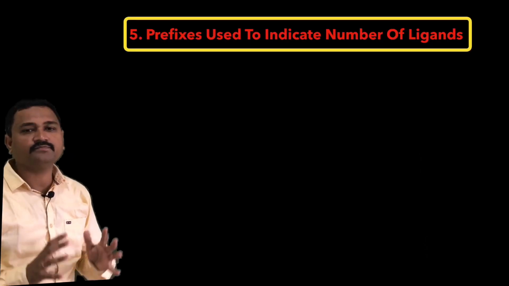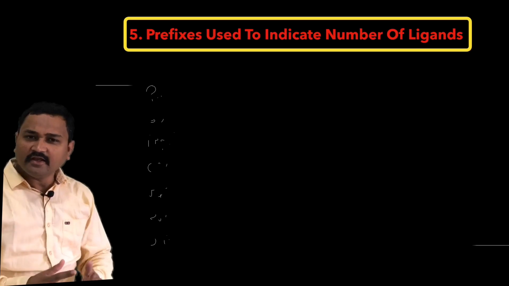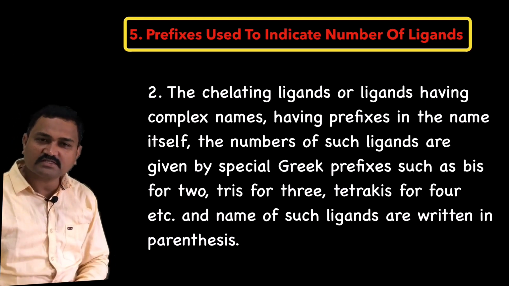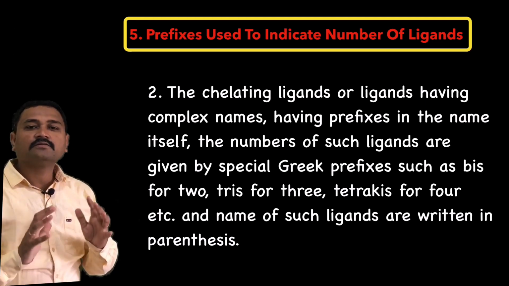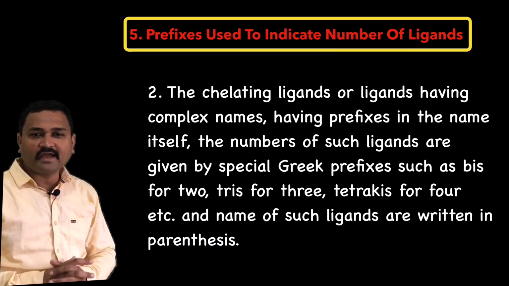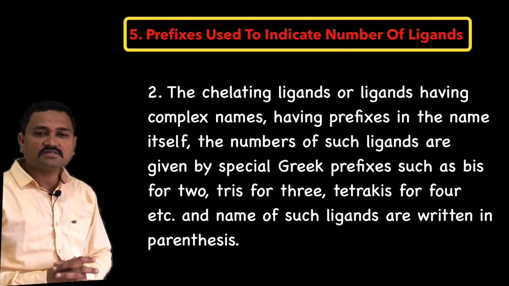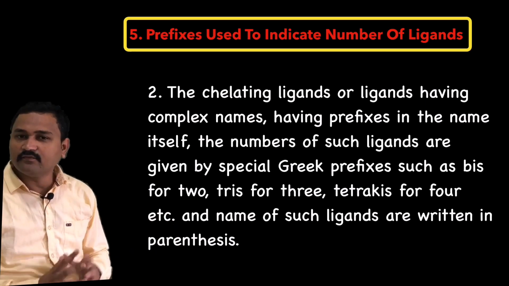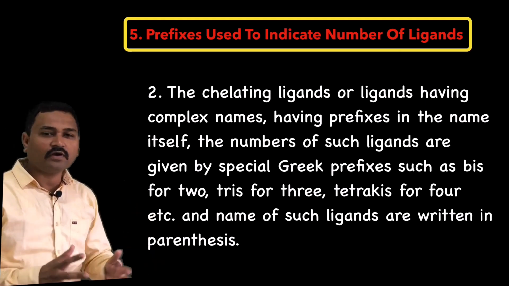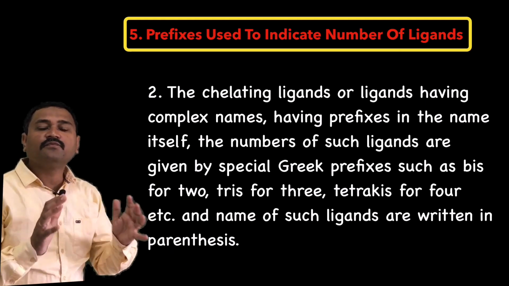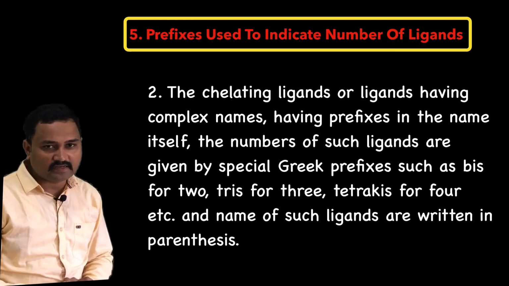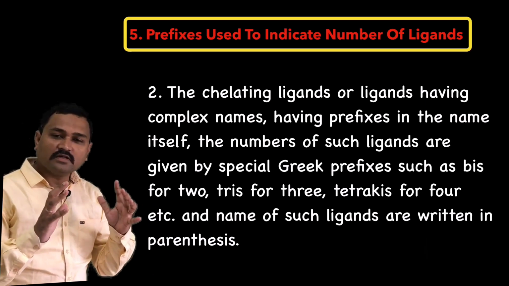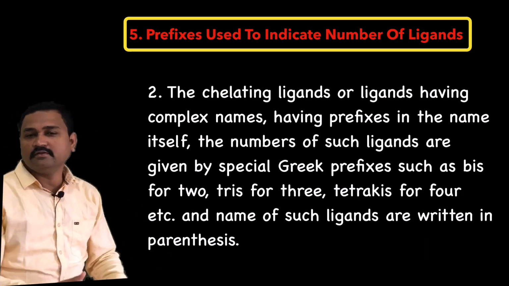The point number 2 in the rule number 5. For chelating ligands or complex ligands which have prefixes in the name itself, while naming these ligands, special prefixes such as bis for 2, tris for 3, tetrakis for 4 and pentakis for 5 and so on are used before writing the name of these ligands. And whenever we use special prefixes, the name of that ligand is always written in parentheses.